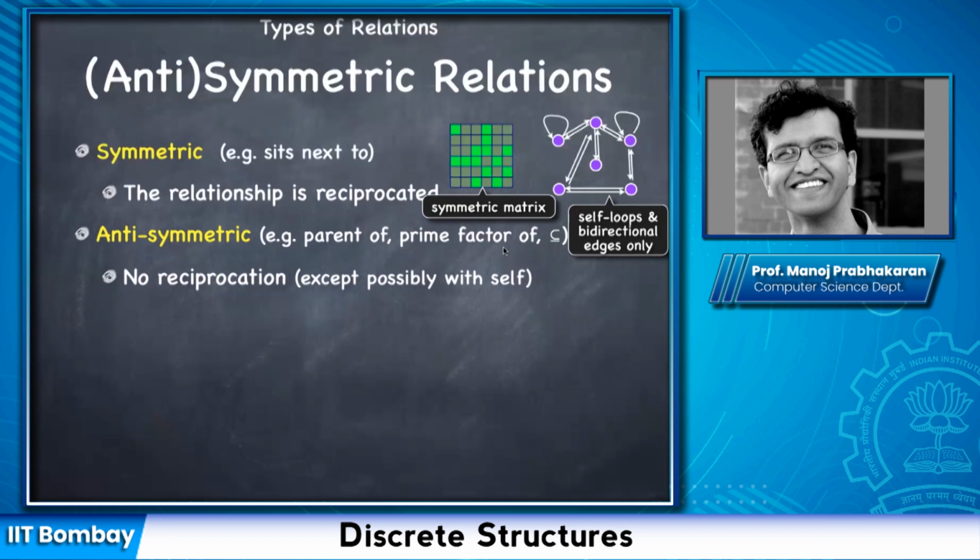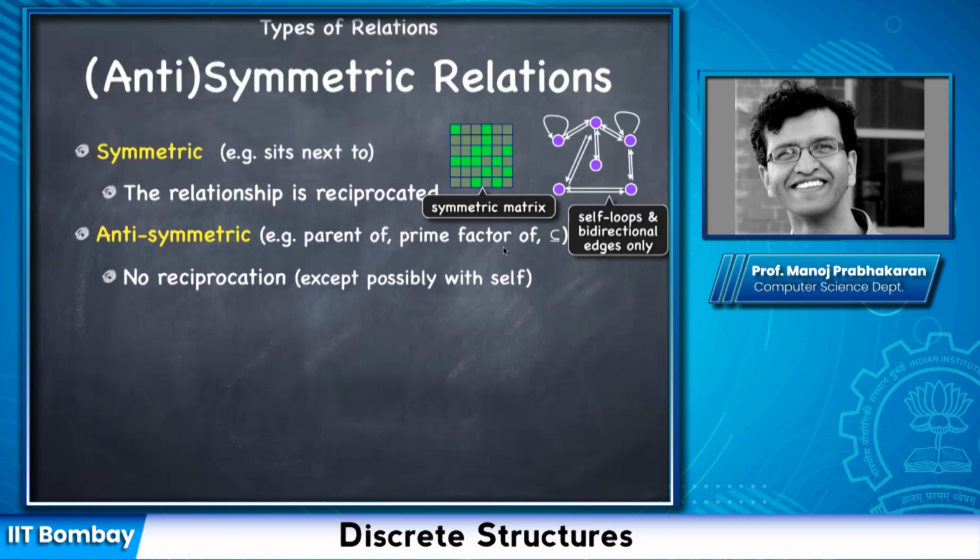If x, so again, some elements may be their own prime factors, or some may not be their own prime factors. But if x and y are distinct, then if x is a prime factor of y, then y cannot be a prime factor of x. So remember, a prime factor is a positive factor, and it's a prime number. So if x is a prime factor of y, and if x is not equal to y, then x is actually a number which is strictly smaller in magnitude than y, and therefore y cannot be a prime factor of x.